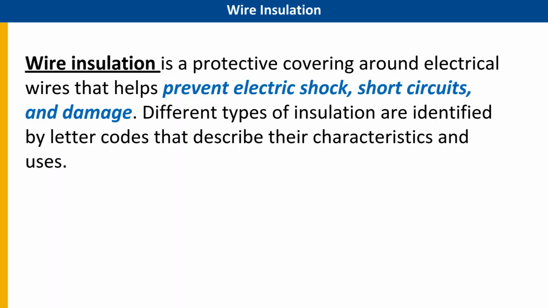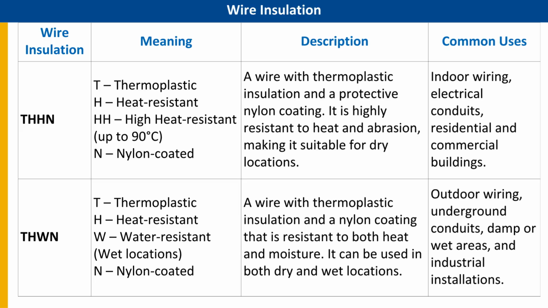Wire insulation is a protective covering around electrical wires that helps prevent electric shock, short circuits, and damage. Different types of insulation are identified by letter codes that describe their characteristics and uses. Two common types of insulation are THHN and THWN.